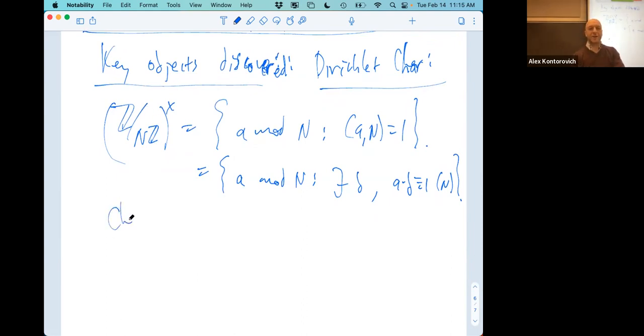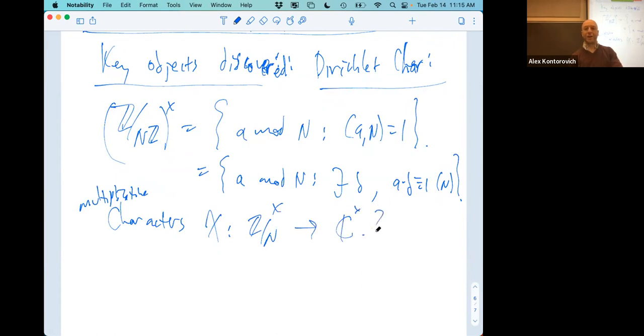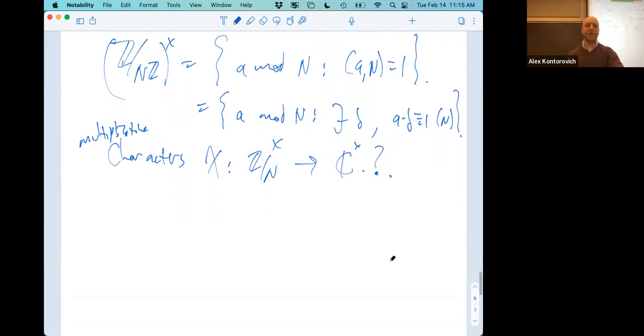We mumbled something about the character theory or the Fourier analysis on these things. We want to understand the characters. Now this is a multiplicative group, so let's understand the multiplicative characters: functions chi from (Z mod n)cross to C cross. What can these things look like? Okay, so how many of you have seen Dirichlet characters before? Just out of curiosity, before I bore all of you. Okay, not all of you have seen it. Very good. I'm not assuming that you've seen them, so let's do it nice and carefully.